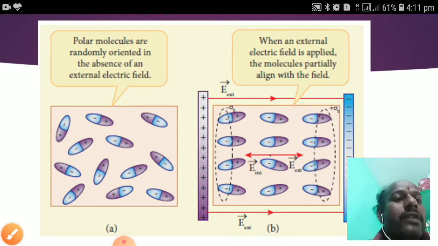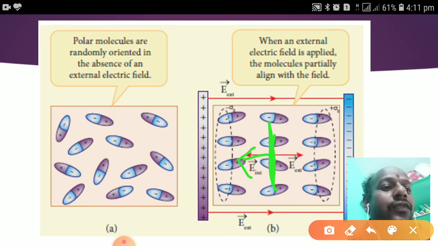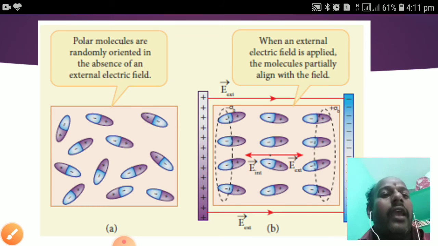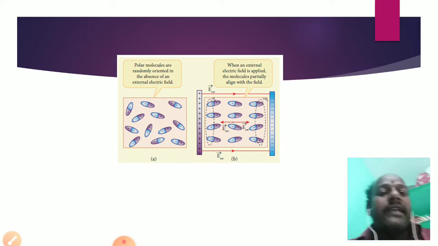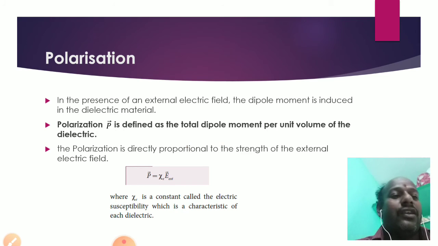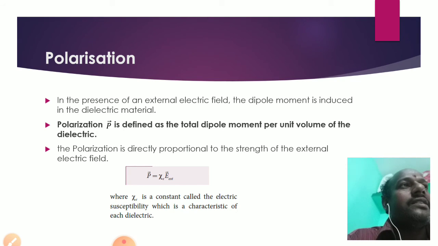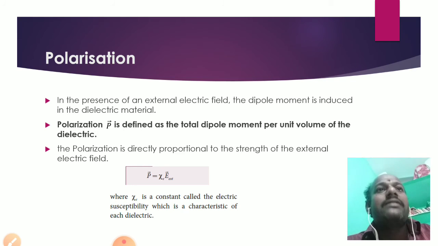So look at the diagram. This is the central point, and up to here is the induced or internal electric field. Up to here is the external electric field. Obviously, the external electric field will be greater than the internal electric field. Due to that, it is creating some polarization. Due to the polarization, it creates some force.